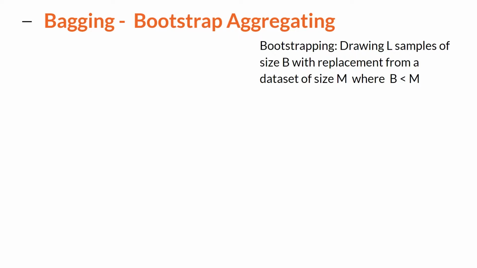So let's dive a little bit deeper into each of these methods, starting with bagging, which is short for bootstrap aggregating. So bootstrapping is the process of drawing L samples of size B with replacement from a data set of size M, where B is less than M. So that's a lot of variables I just threw at you.